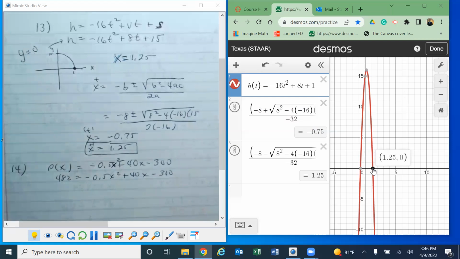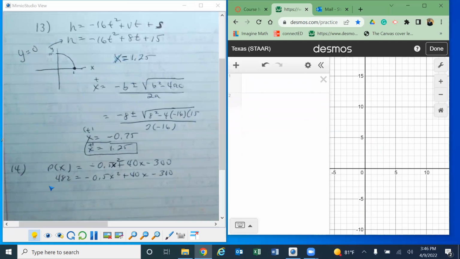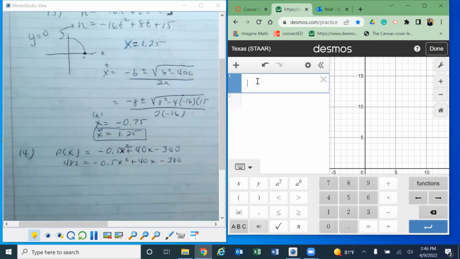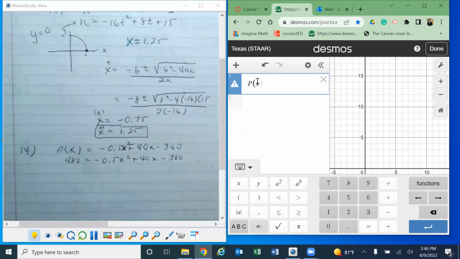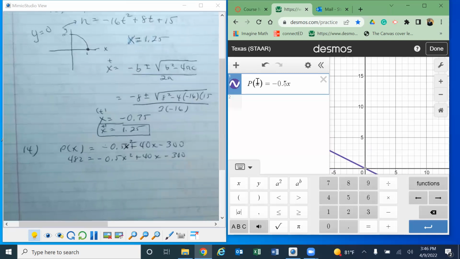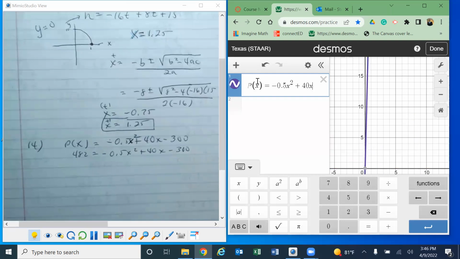All right, so we get the same thing in decimals. So we're going to take this, we're going to close these out. And I'm actually going to type this equation, but instead of 482, I'm actually going to put P of X. So we're going to put P of X. I can type X equals, and I'm going to type this very same problem in: 0.5 x squared plus 40x minus 300.